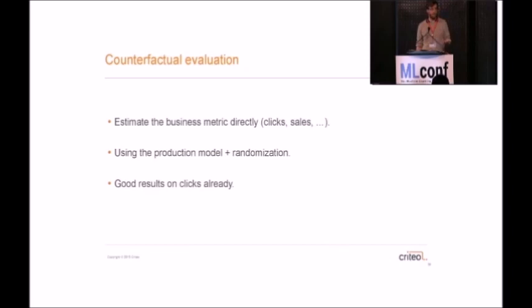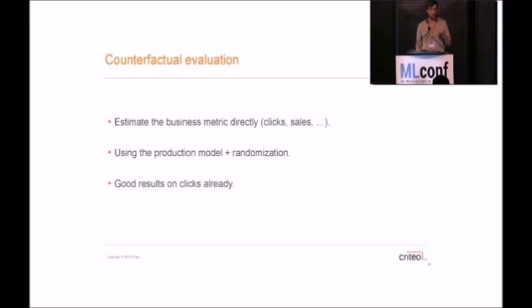I said offline metrics are important because you cannot run A/B tests for everything, and the offline metrics that you have are never perfect, right? The correlation offline online can be close to 1, but it's not that close to 1. And counterfactual evaluation allows you to estimate the online metric, like clicks, sales, advertiser value, directly from your logs offline. So it's like the result of an online A/B test, but without running the online A/B test.